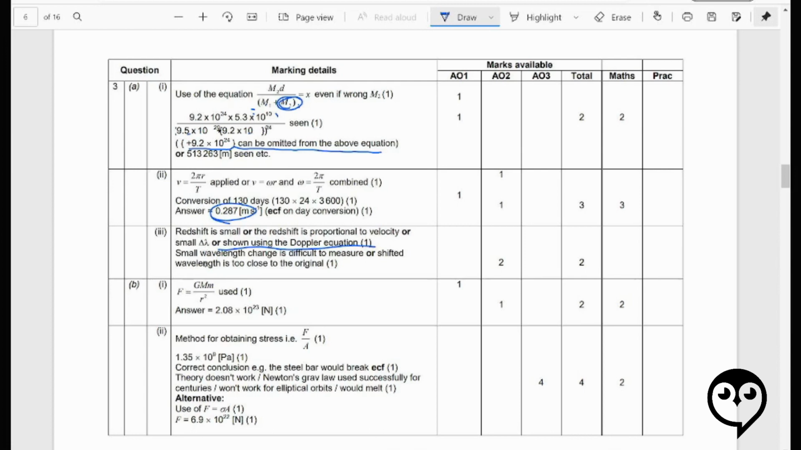Okay. Small wavelength change is difficult to measure. Yeah, it's too close to the original. It's too hard to tell. You wouldn't really know how far off you are. Are you measuring an actual redshift, or are you measuring something off because it's an anomaly and your measurement just happens to be off in this range of uncertainty?